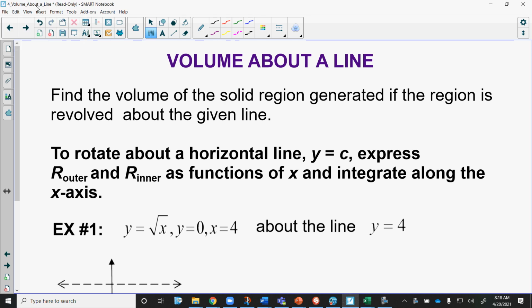I hope you're doing well as you come to this video, which is going to talk about how to determine the volume of a rotated figure as it is going to rotate around a line, but it's not going to be the X or the Y axis.